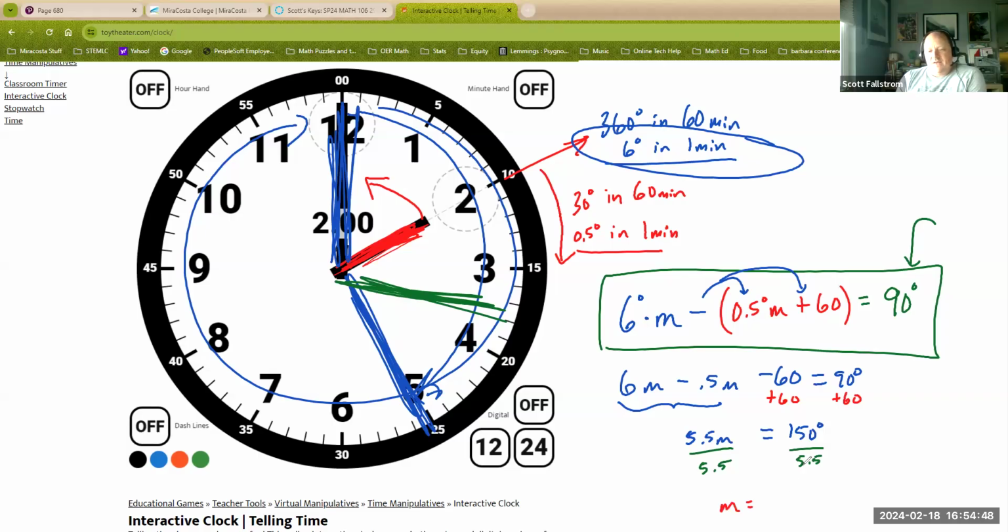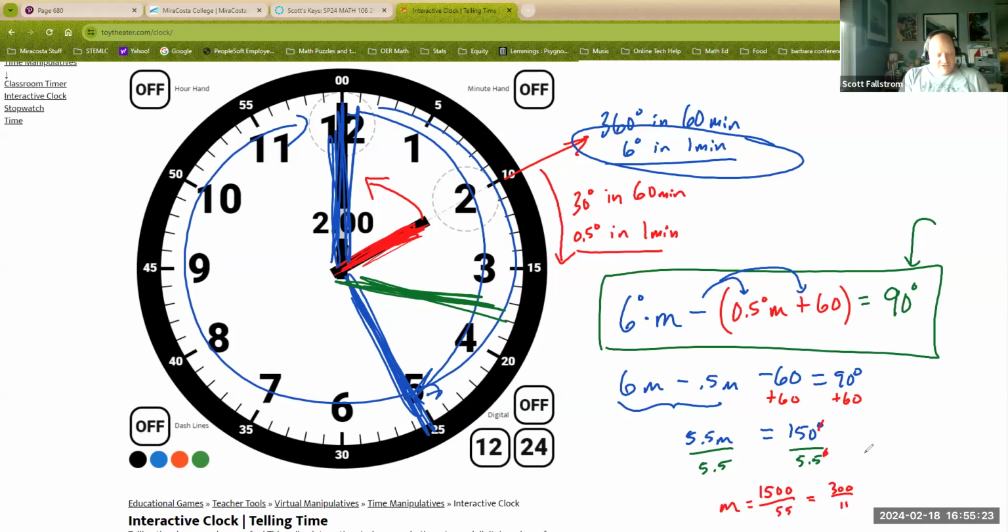So what is m equal to? m is equal to 150 over 5.5. I don't like fractions and decimals mixed. I think that just gets kind of crazy. And these are minutes, these are both degrees, so the degrees are going to go away and I'm just left with minutes. So let's multiply both by 10. Okay, and then I can divide by 5. So that gives me 300 over 11. So it's 300 elevenths minutes.